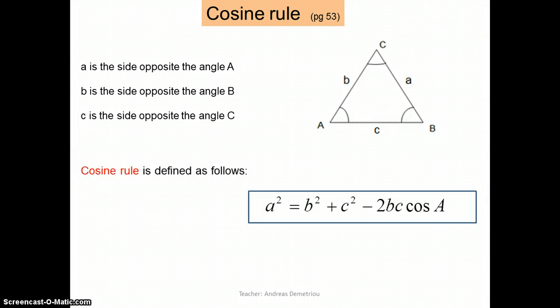The cosine rule is given by this formula, and that will be given in the GCSE exams. The first bit, a squared is equal to b squared plus c squared. This reminds Pythagoras theorem, so it's easy to remember it. Minus 2 times these two sides, b c, cos of the angle A.